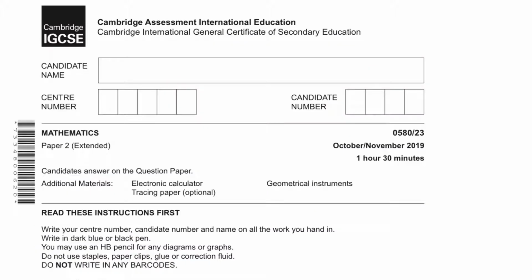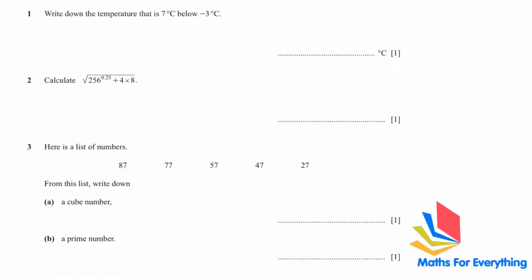So in today's lesson, we are going to solve Cambridge IGCSE Mathematics Paper 2 Extended Variant 2-3 October-November 2019. The first question: write down the temperature that is 7 degrees below negative 3 degrees centigrade. Making a number line is a sure way of getting the correct answer.